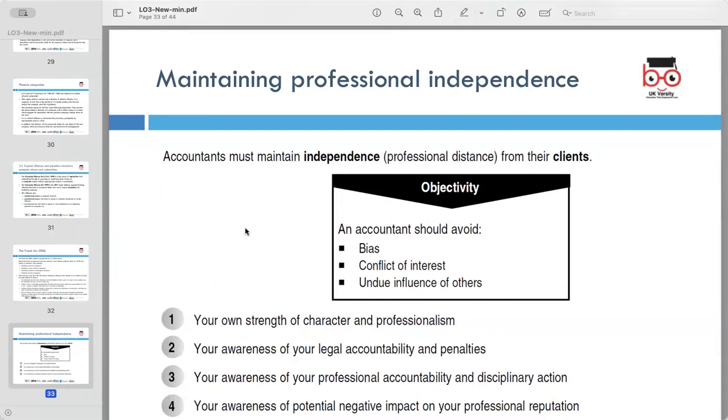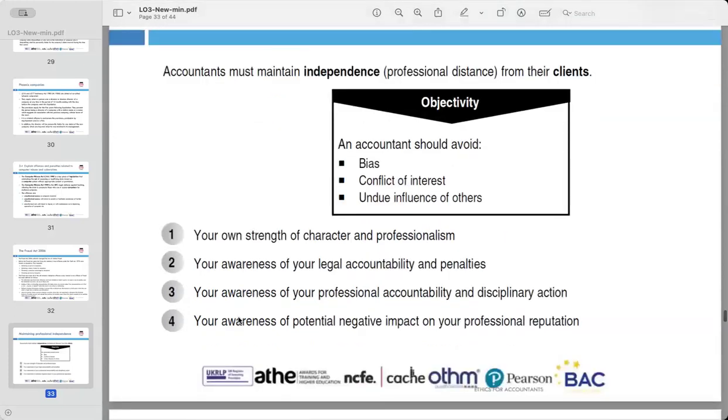Objectivity is important in accounting practice to foster trust, reliability, and accuracy in financial reporting and decision-making processes. So accountants must rely on their personal strength of character and professionalism, awareness of legal and professional accountability, and consideration of potential repercussions on their professional reputation to uphold ethical standards and fulfill their duties to clients, stakeholders, and the public interest.